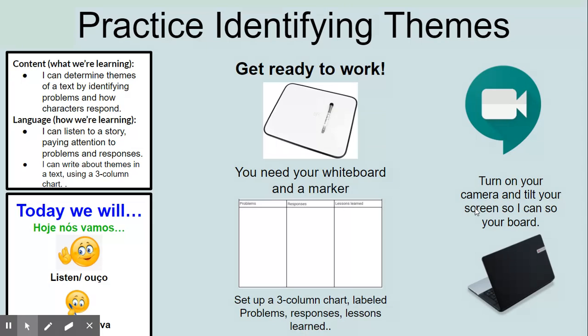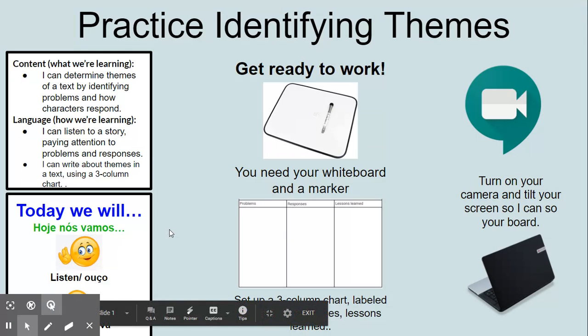So today we're going to do some work to practice identifying themes, pulling everything we learned in this unit together. We can determine themes of a text by identifying problems and how characters respond. And our language objective: we can listen to a story, paying attention to problems and responses, and we can write about themes in a text using a 3-column chart. So we are going to listen, we are going to write.